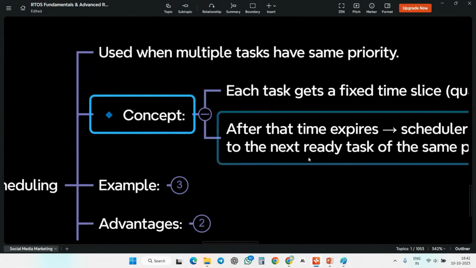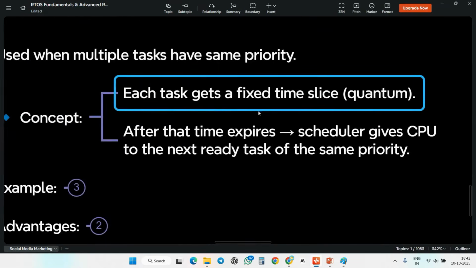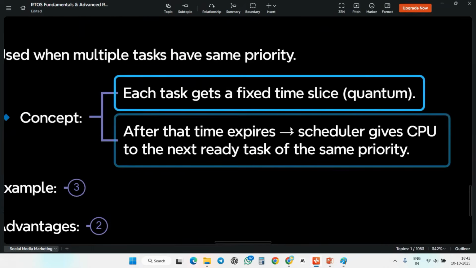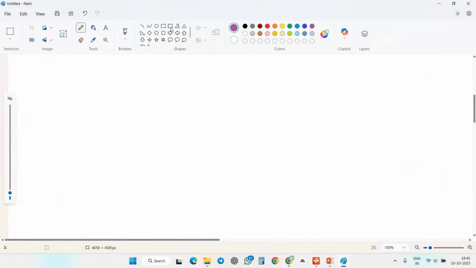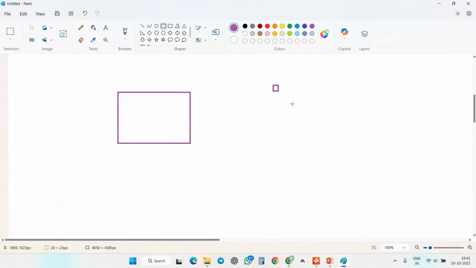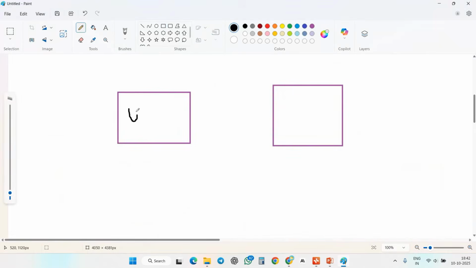I already told this concept, right? Each task gets a fixed time slice called a quantum. Okay, we will see this concept here. I have two tasks. What is the task name? Here the tasks are the same UART task.